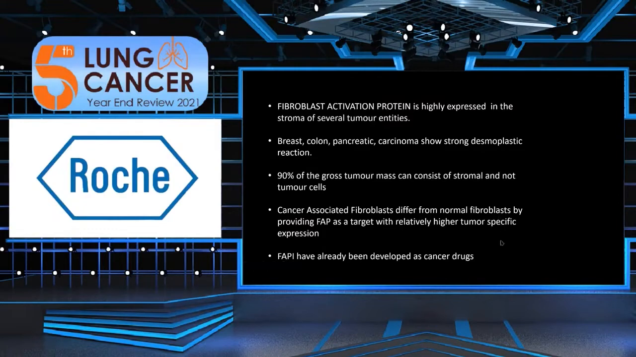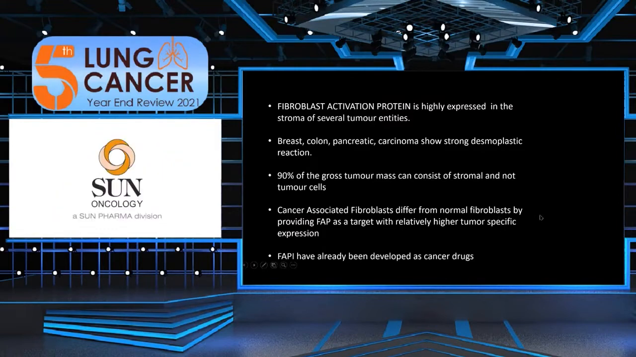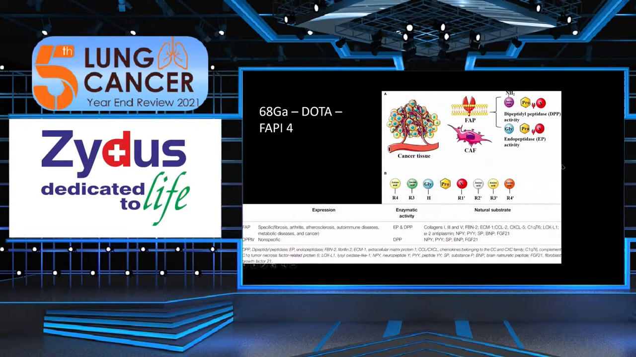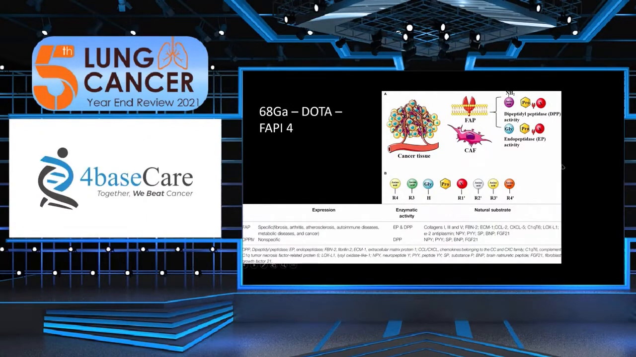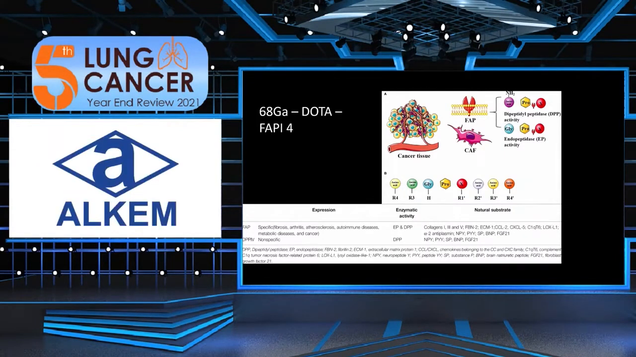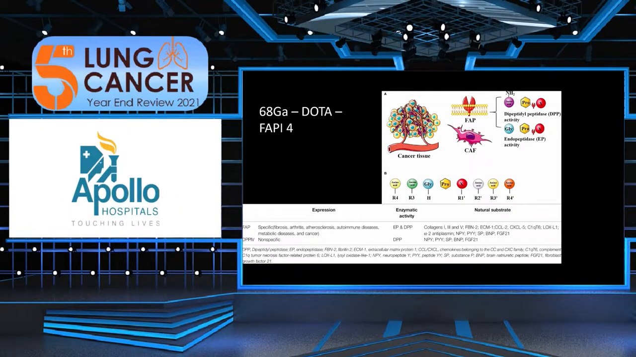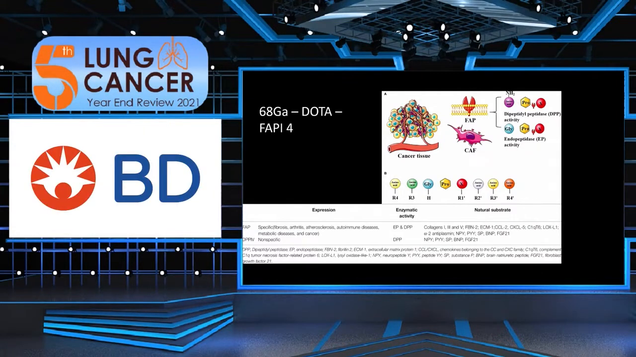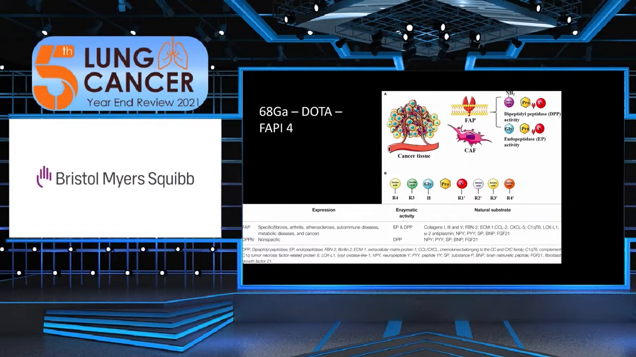FAPI has already been used in some cancer treatment. This diagram shows an example of, say, a gallium DOTA FAPI. What could be the mechanism of its action? The cancer tissue and several of the local tumor environmental participants, they all create the CAF, or the cancer-associated fibrosis.